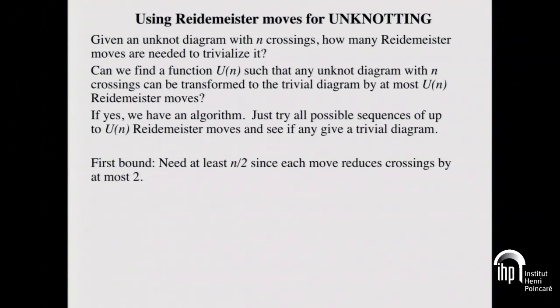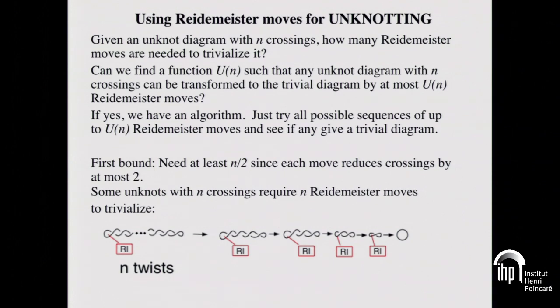how big is this function U of n, which gives an upper bound to the number of Reidemeister moves needed? So it's at least n over 2, because you can get rid of at most 2 crossings with a Reidemeister move. But this example shows that you need at least n sometimes. Right, so if we take this unknot with n twists, then we can do n Reidemeister type 1 moves to transform it to a trivial knot. So U of n is bigger or equal to n in some cases.